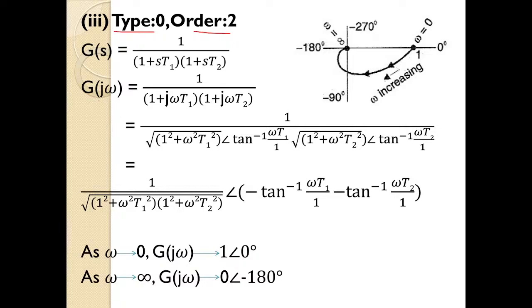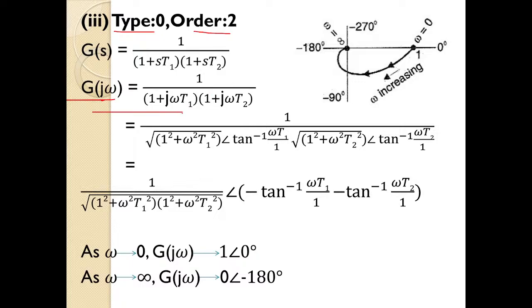So replace s by j omega. So if you replace s by j omega, you will get 1 by 1 plus j omega t1 into 1 plus j omega t2. Okay. So what about the magnitude?